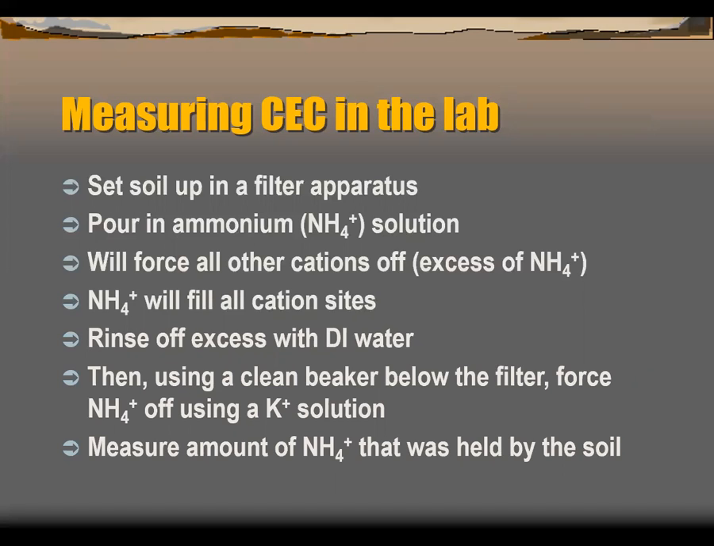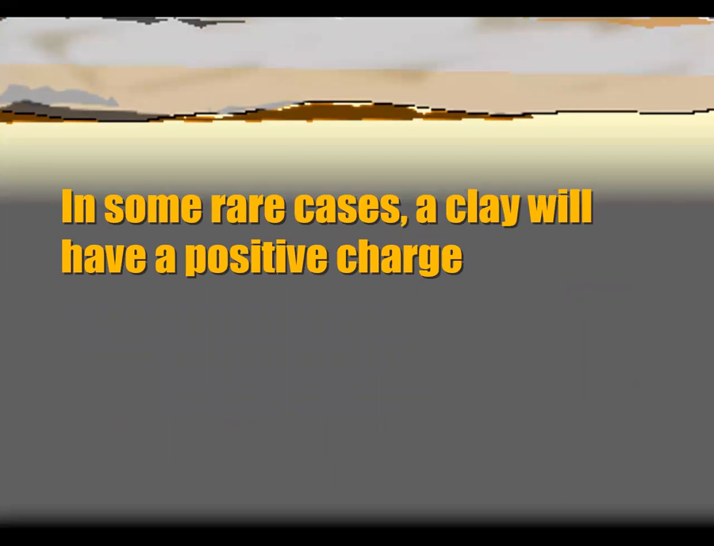Now, most of the time, soils are going to have a cation exchange capacity, which indicates a negative charge on the particle. Remember, opposites attract. So if a cation is being held by the soil, then you're looking at an anionic, or negatively charged, quality to the soil. However, there are some rare cases where a clay will have a positive charge.